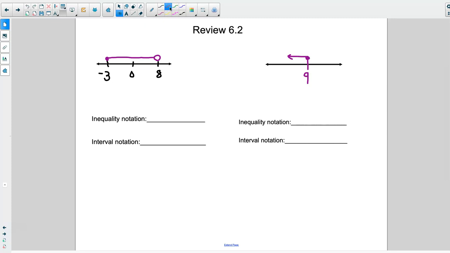And the answer to the warm-up is going to look like this. How'd we do?